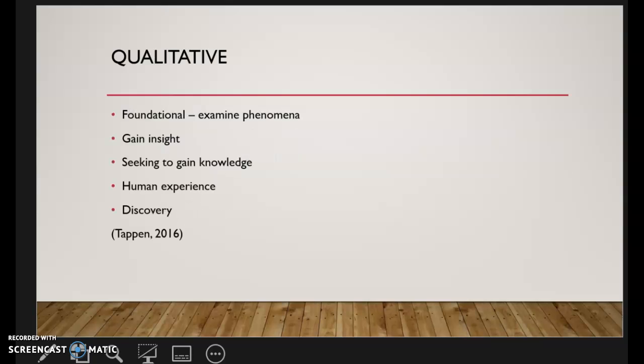So to start us off, we're going to look at qualitative design, and really qualitative study is foundational. We're examining phenomena, or gaining insight. We're looking at the human experience. So we're really seeking to gain baseline knowledge so that we can further refine our studies.